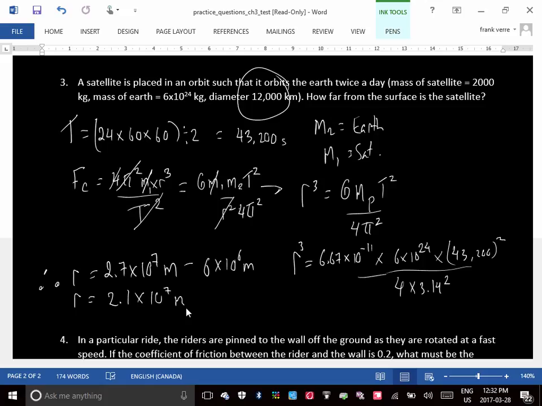What was the question? The radius. Yeah. So this is the radius, right? So that's R, but the satellite is here, and the distance that you work out for this R is the distance from here to the center of the planet. Okay? So we got to subtract the radius to figure out what that distance from the surface is.